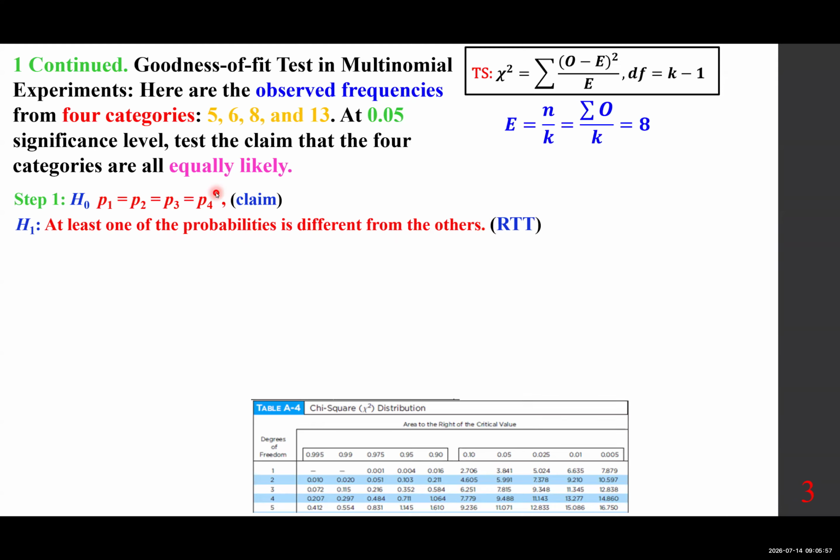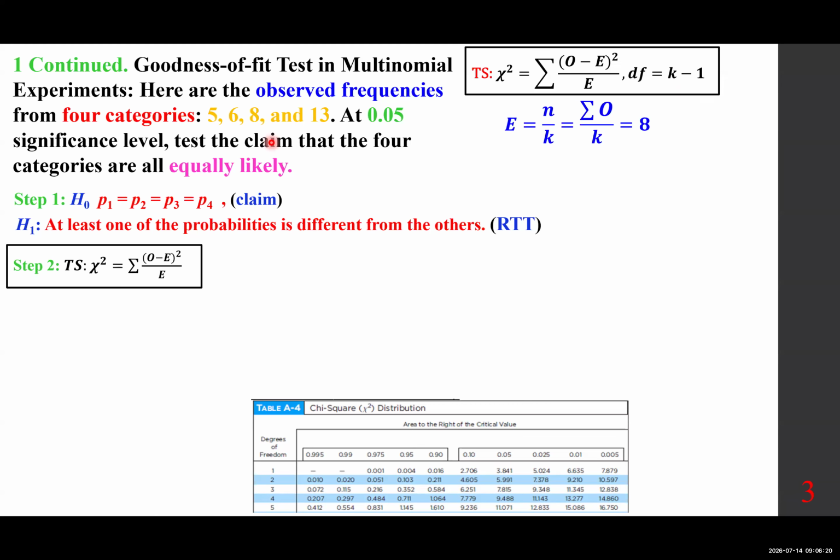Okay, so there are four of them. That means there should be 1/4 or 0.25. That's the concept. So we got the first step. The second step is the test statistic using this formula. Again, you may do this with technology, but I want to show you, it's a small sample, how we do this by hand.